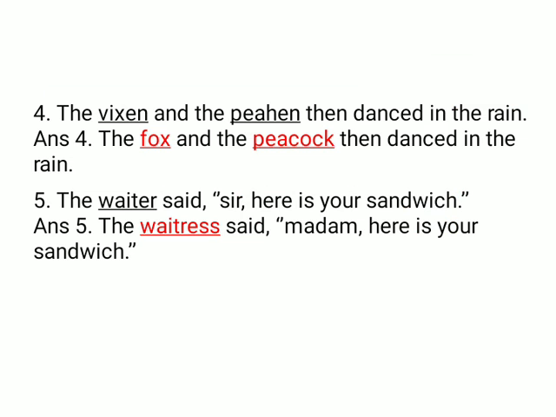Next, the vixen and the peahen then danced in the rain. Now, here the underlined words are vixen and peahen. Now we have to change the gender of these underlined words and rewrite the sentence. So, the fox and the peacock then danced in the rain. That means, vixen has changed to fox and peahen has changed to peacock. Fox and peacock both refer here to the animals.